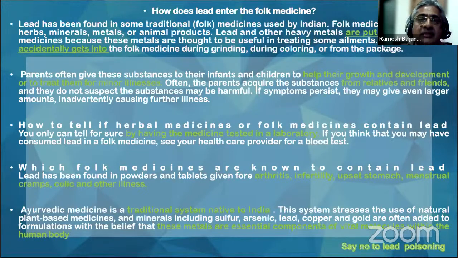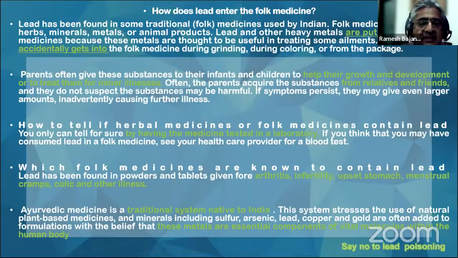And most of the time, these medicines are procured from their relatives and friends, and they do not suspect that it could be harmful. If symptoms persist, they give even larger amounts, inadvertently causing further illnesses. Only by having the medicine tested in a laboratory can one say whether it contains lead or not. Most of the medicines are used for arthritis, infertility, upset stomach, menstrual cramps, etc.